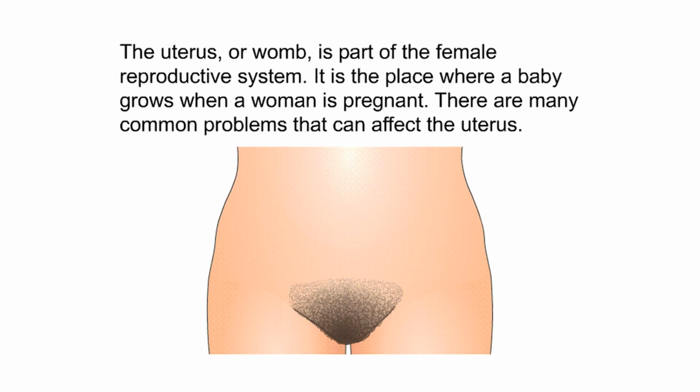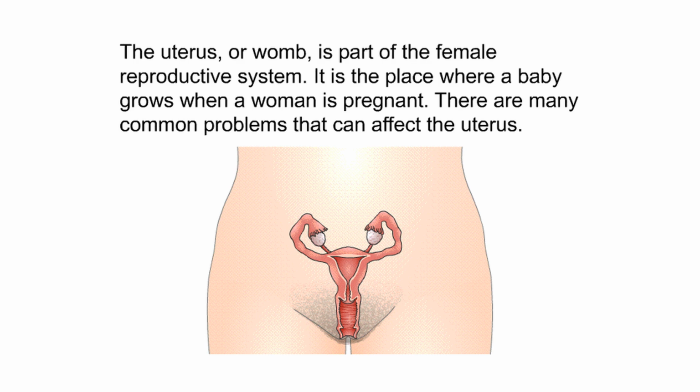Summary. The uterus, or womb, is part of the female reproductive system. It is the place where a baby grows when a woman is pregnant. There are many common problems that can affect the uterus.